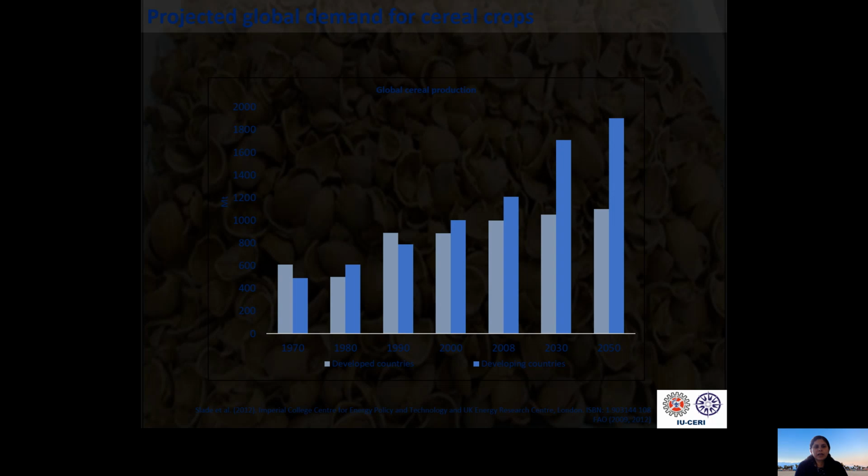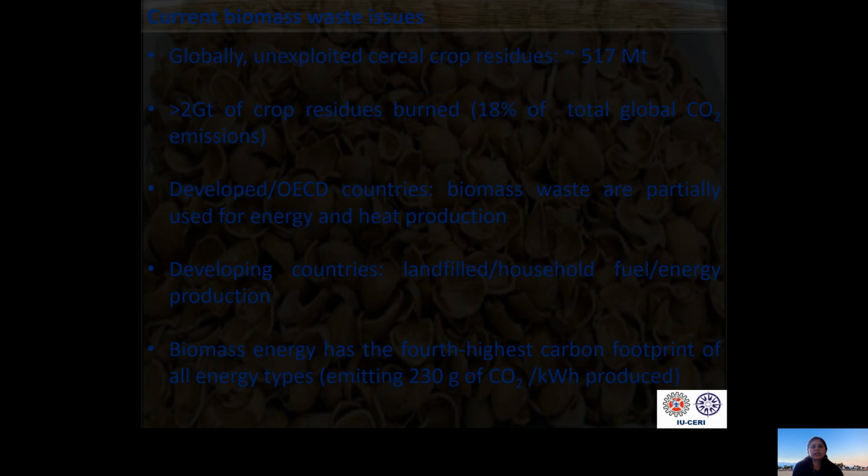Now, looking at this figure, the projected global demand for cereal crops, I have taken these data from some literature, including FAO data. From 2008 to 2050, about 1 billion tons of increase in biomass waste has been projected, and this is anticipated to be partly met by growth in the developing countries, as you can see from these bars. This much projected increase in crop yield involves residue generation as well.